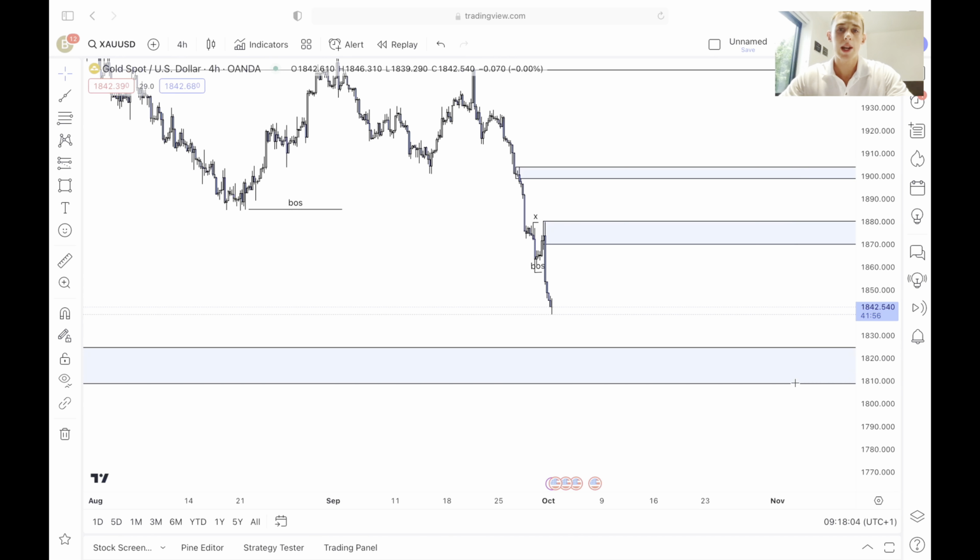So yeah, that's my analysis for pound US dollar and gold. Clearly looking for sells all throughout this week and potentially buys as well if we get to this previous level of demand. But hopefully you guys have a good start to Q4.